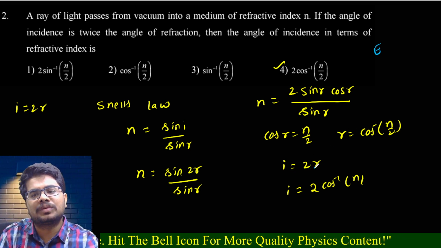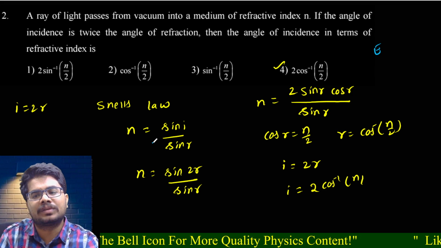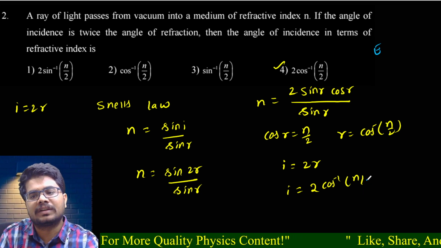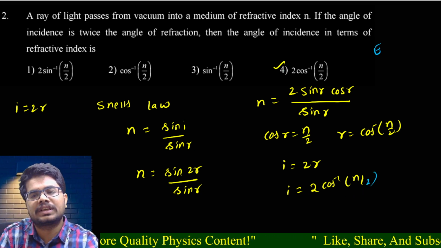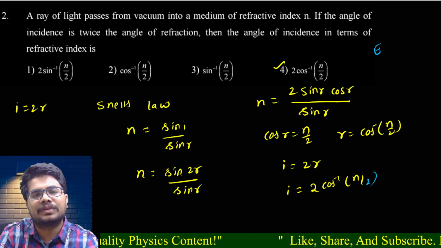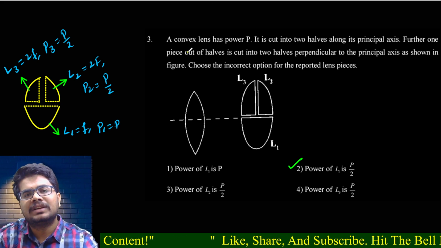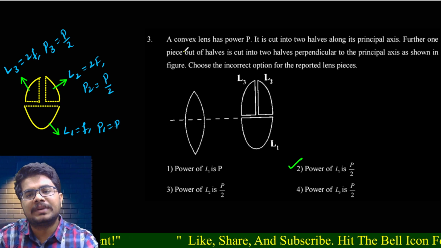So i equals 2r, we know that. Which means i equals 2 times cos inverse of n by 2, since the r value is this. So which option is correct? Option 4 is correct. If you observe, this is also from ray optics. Not a difficult question, little basics required, that's it.